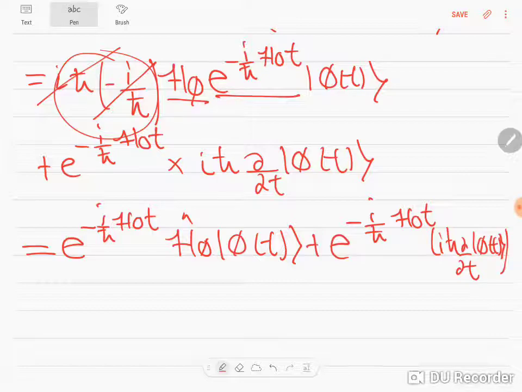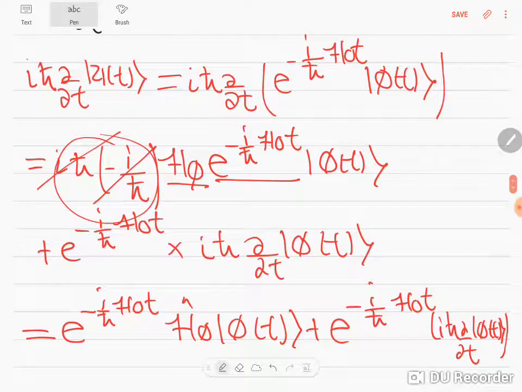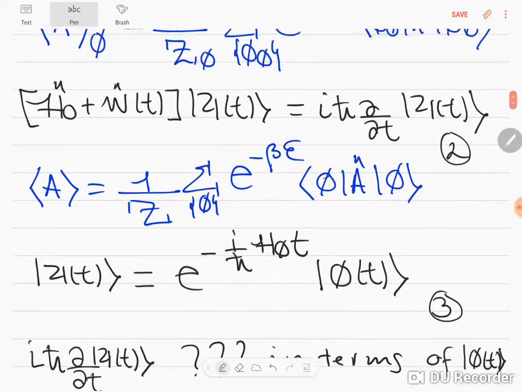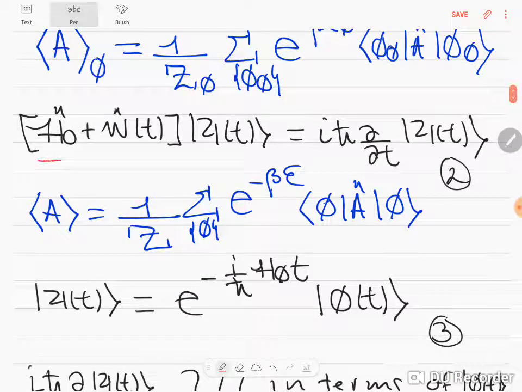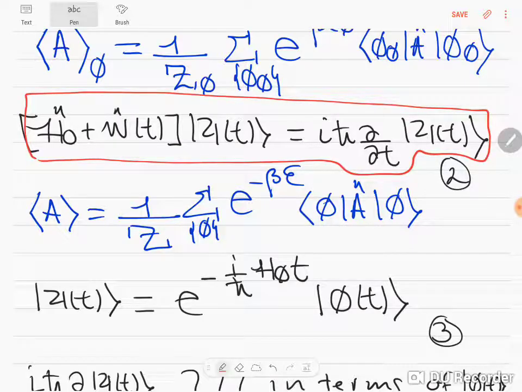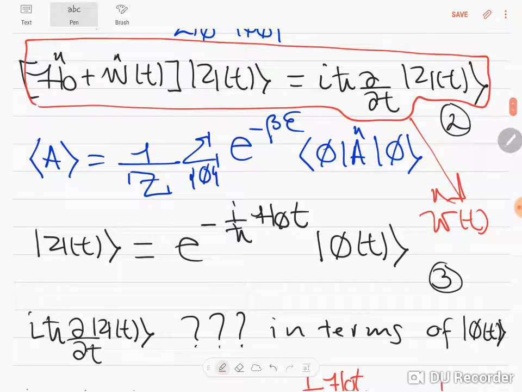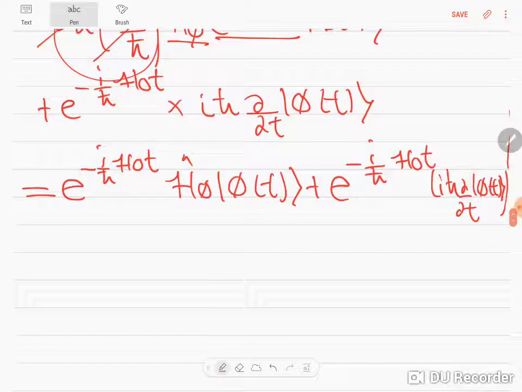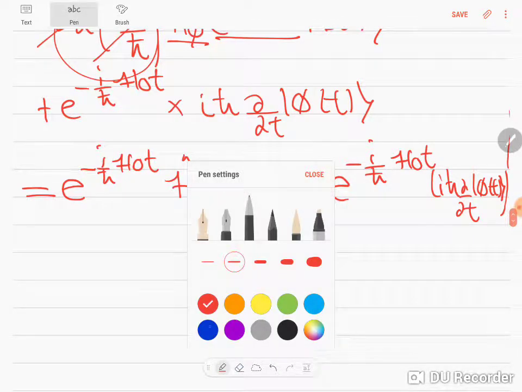So this is what we got, and what are we going to do with this? We're going to replace that in expression number 2, and there the idea is just to derive the Schrödinger equation in terms of W of t. That's what we're going to do now. So we write again. Now let's use blue.